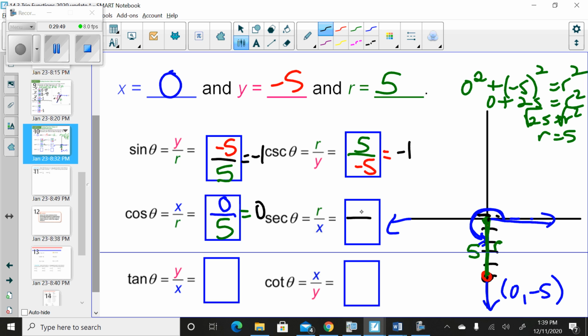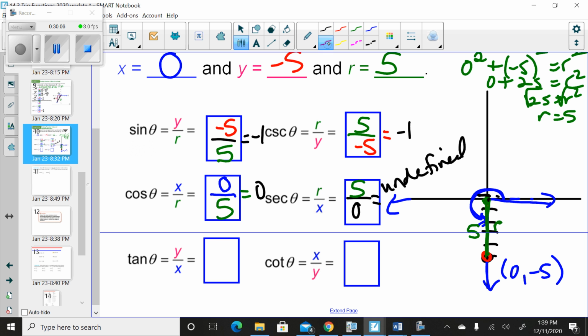Now, secant, careful when you do this, you end up with 5 over 0. When you do 5 over 0, I can't divide by 0 and get a real number answer. So that's going to be undefined. So we do have some of these when we do reciprocals that we're just not going to be able to calculate.